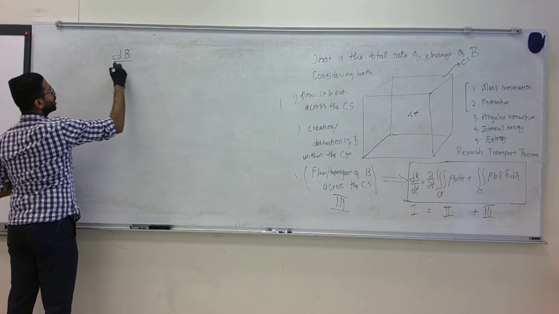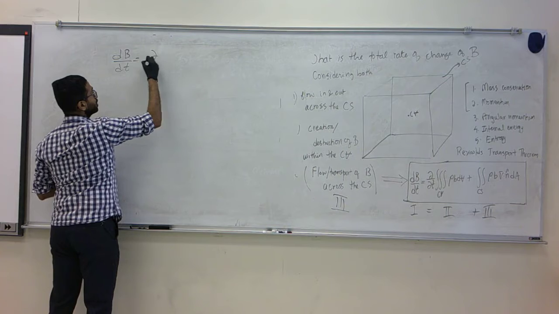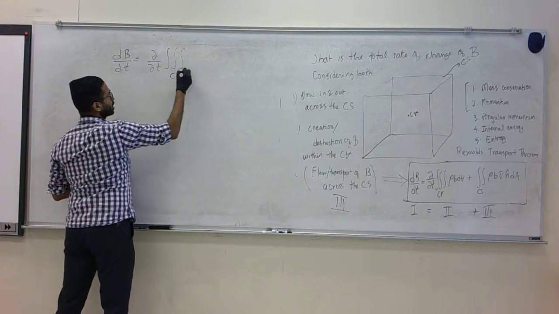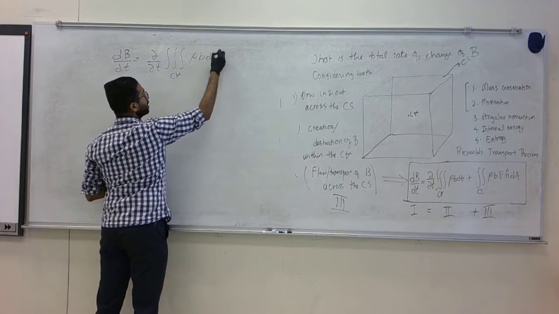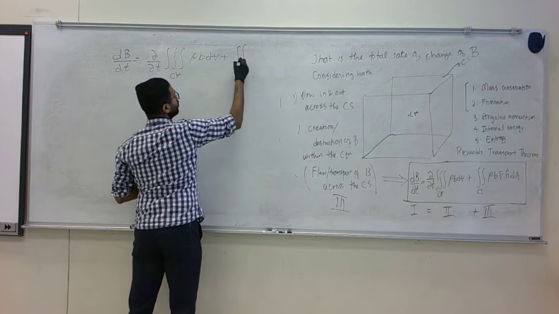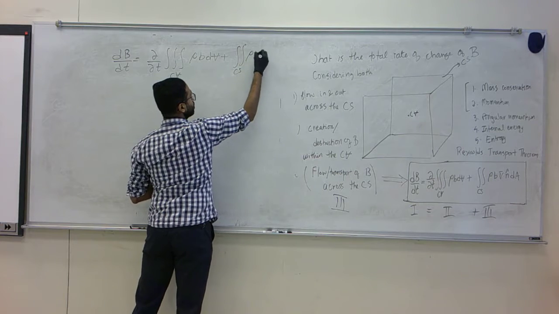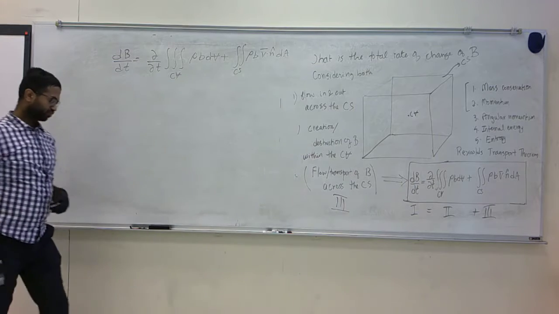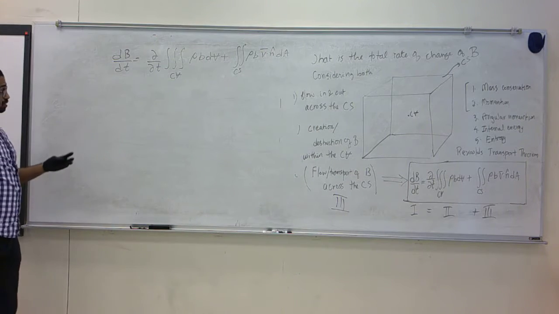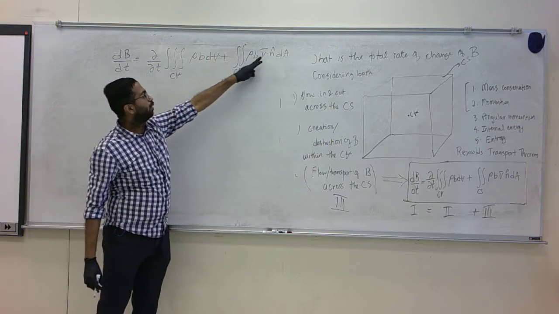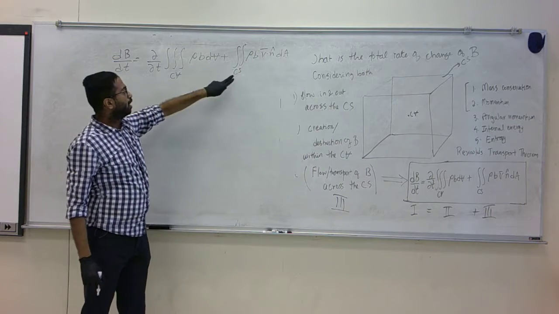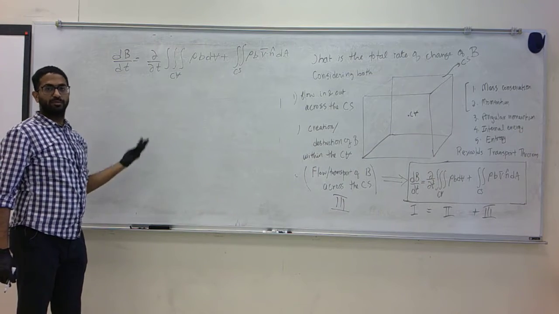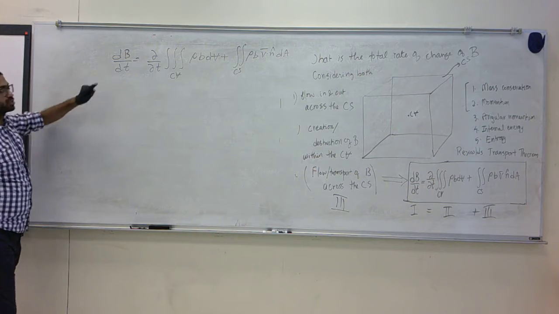dB over dt is the time rate of change over the control volume, rho b dV, plus flow across the surface, rho b v dot n dA. Now through the examples, we want to see how to evaluate v dot n, how to do this integration, how to choose the control volume to make your problem solving easier, and what is on the left side.